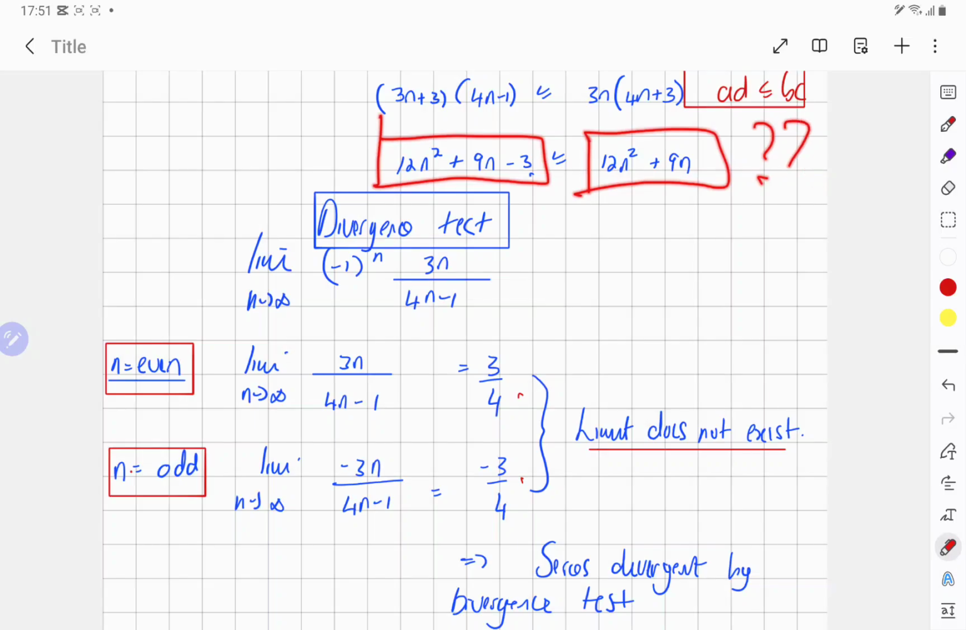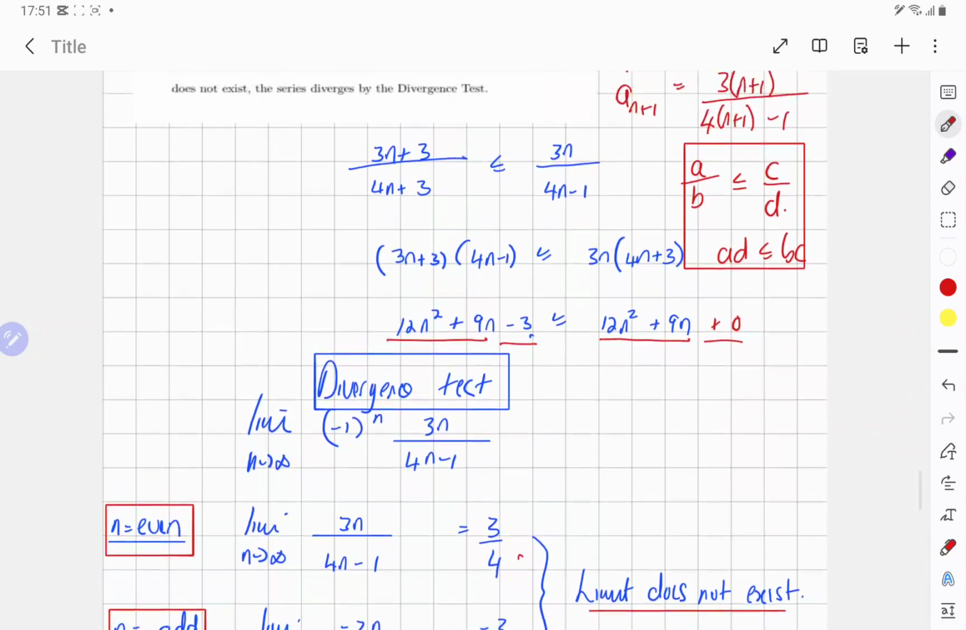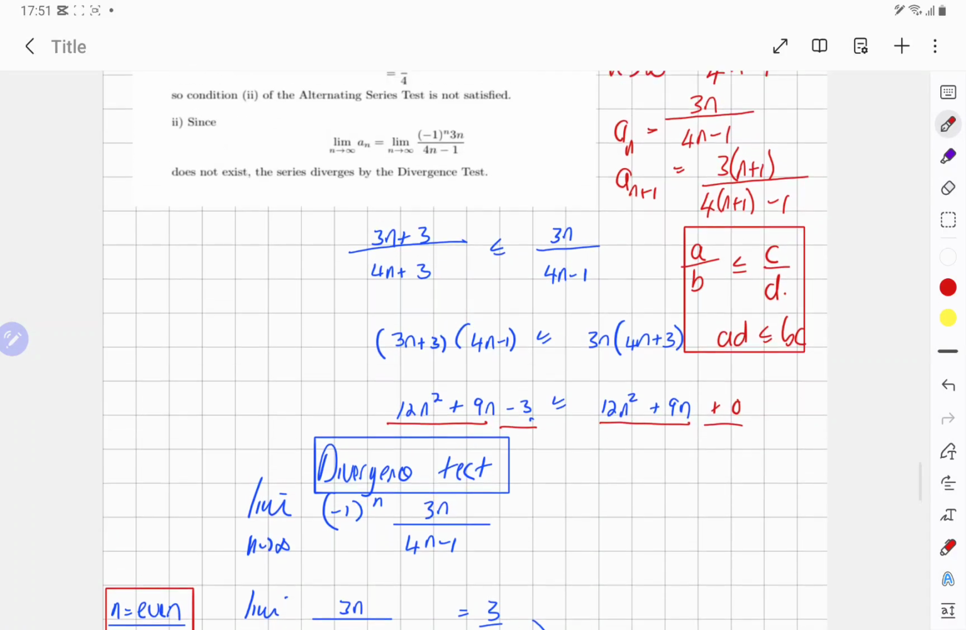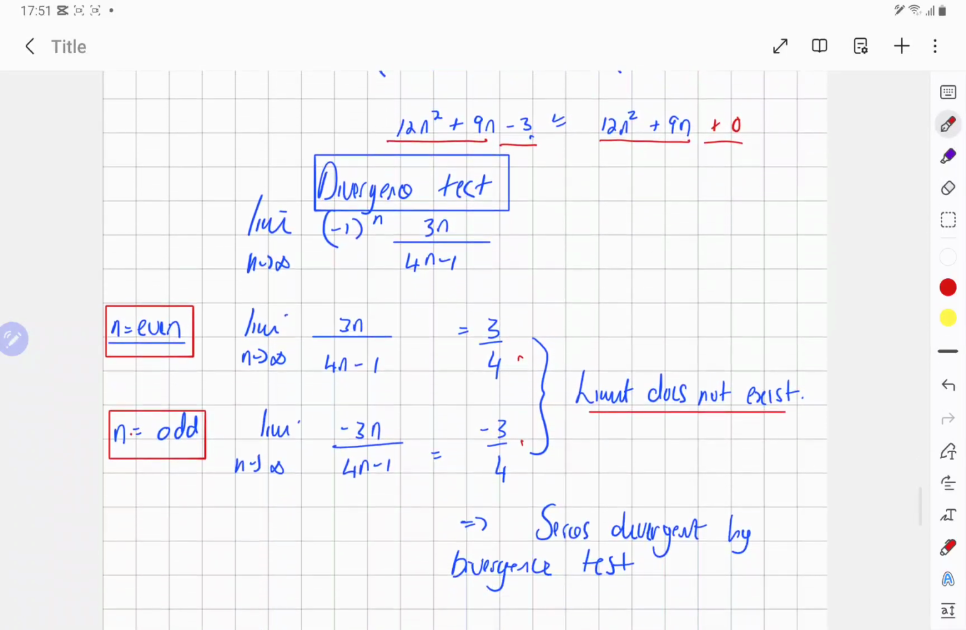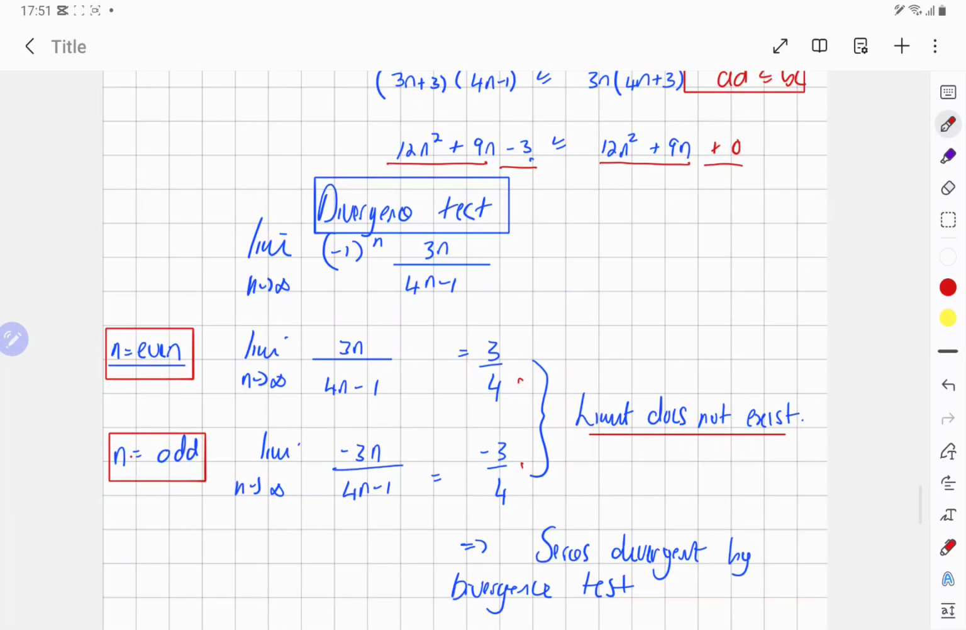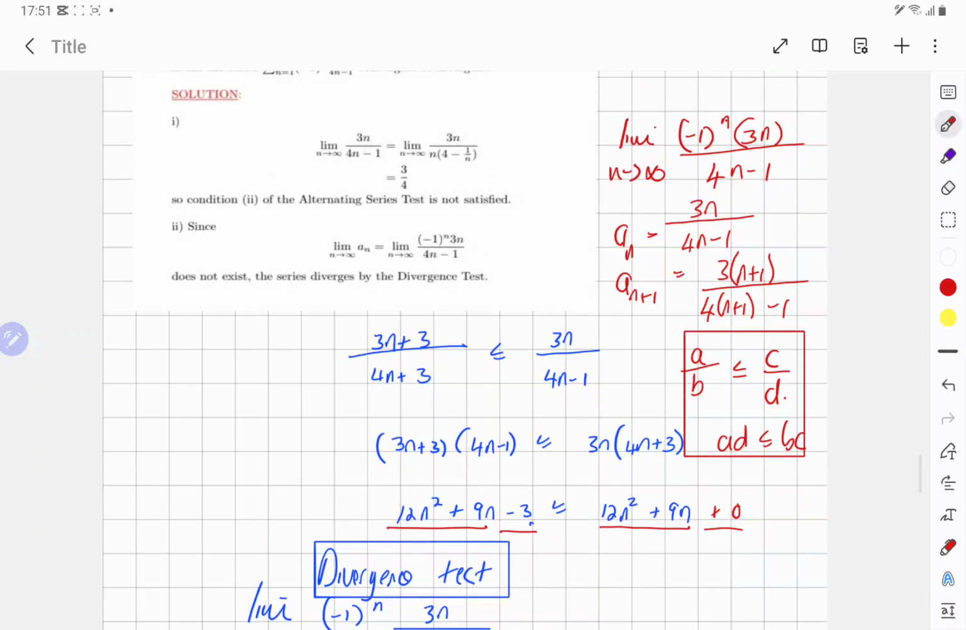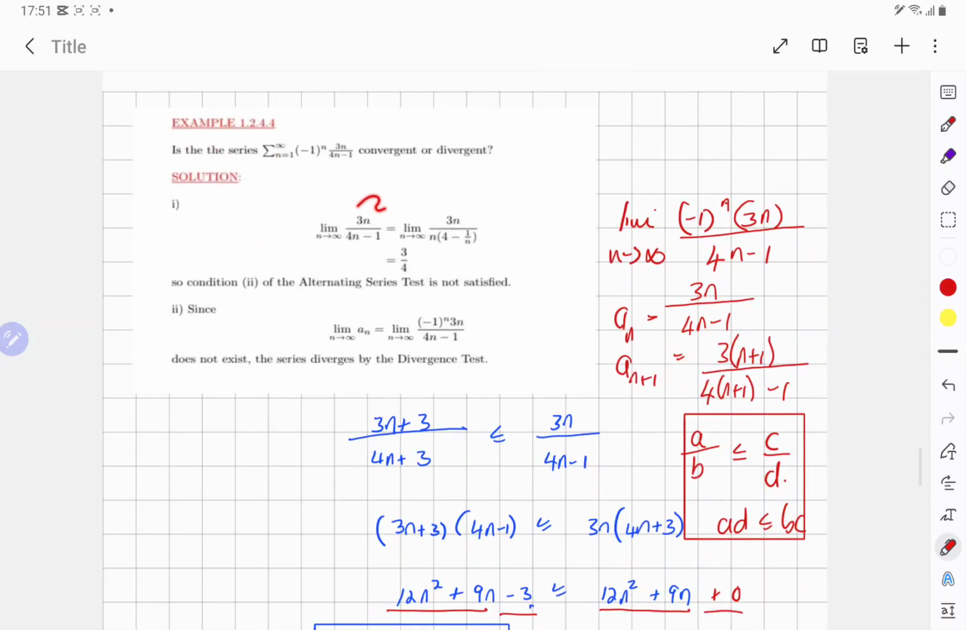Now, is this true? Yes, it is. Why? Because these two are exactly the same. Here I have plus 0 and minus 3 is less than 0. Therefore, it is true. But now I need to do my next condition. I need to look at the limit as n approaches infinity, just of the an.